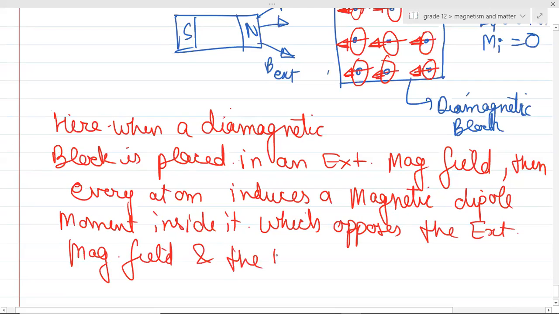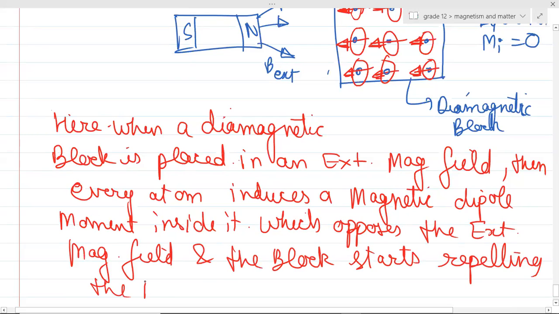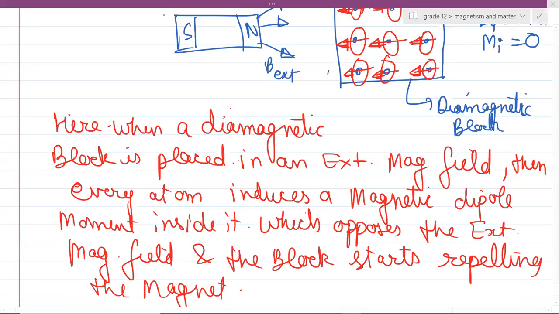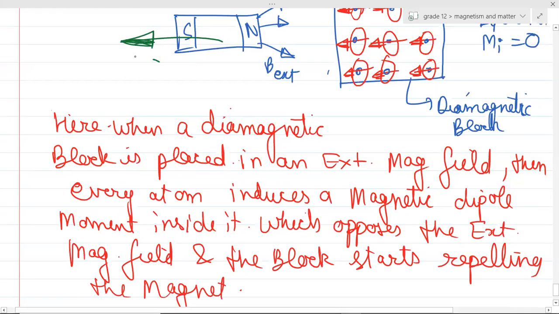and the block starts repelling the magnet. Yes or no? So due to which what will happen? This will be subjected to a force in this direction, and this will be subjected to a force in this direction. Yes or no? So can you see this diamagnetic block is exactly behaving just like a coil?